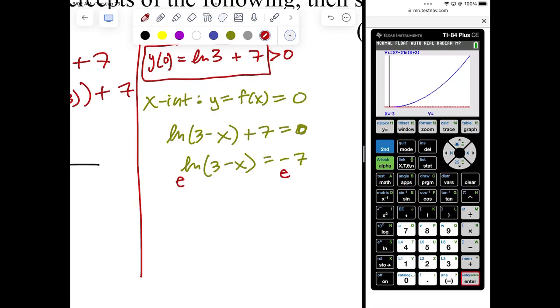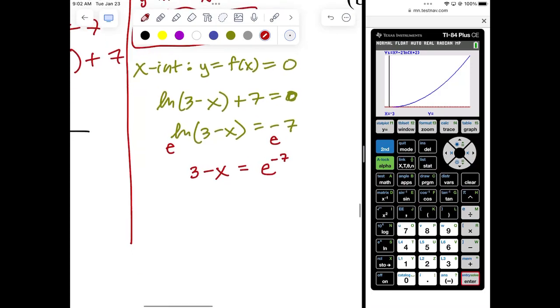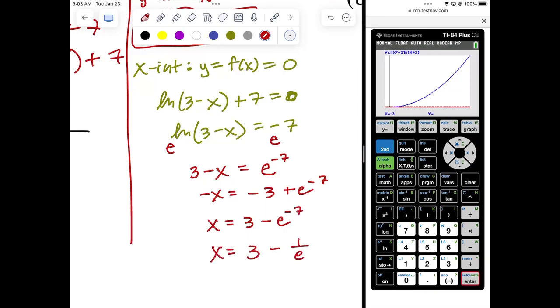Base e. We exponentiate both sides base e. Very good. And on the left, what's e to the natural log of blob? Blob. And we get e to the negative 7th. Now remember, e to the negative 7th is the same as 1 over e to the 7th. It's not a negative number. It's a very small positive number. All right, so I'm going to bring the 3 across, and I get negative 3 plus e to the negative 7th. And if I multiply it through by a negative, I get x equals positive 3 minus e to the negative 7th. Which really, if you want to appreciate that, that's 3 minus 1 over e to the 7th.